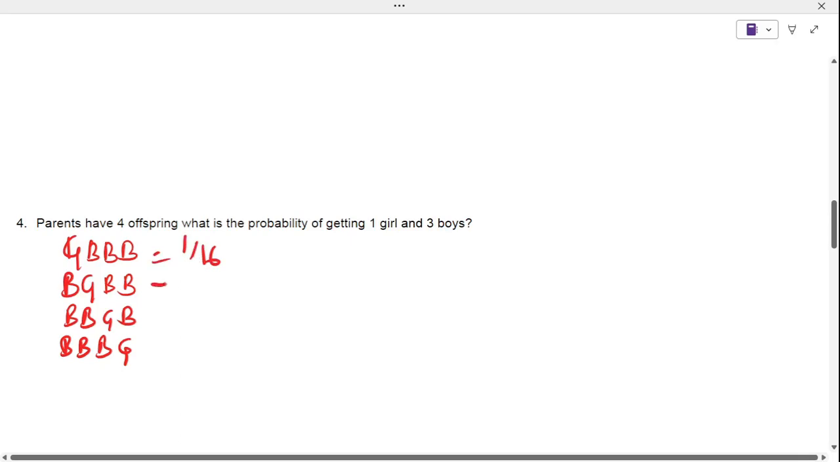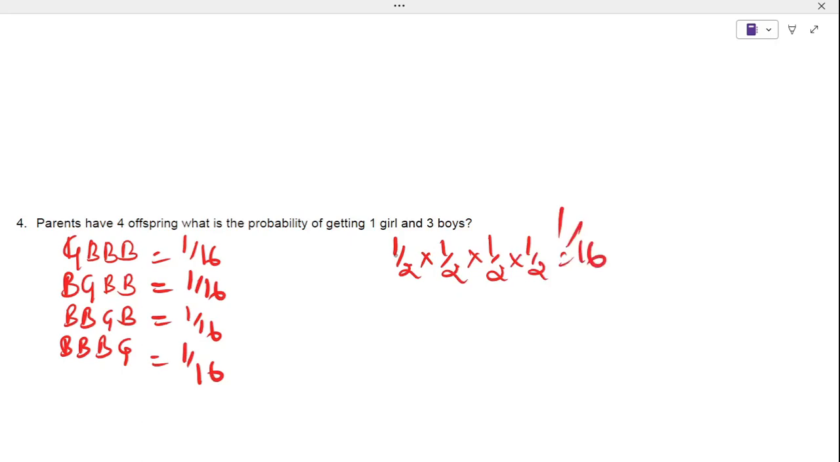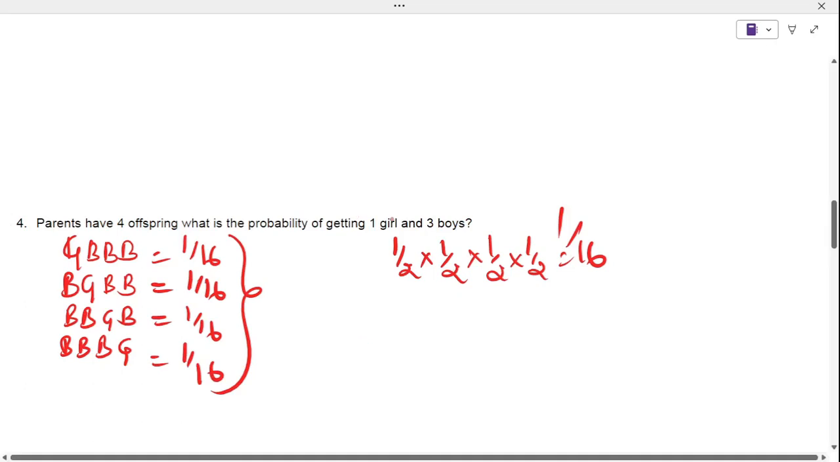This probability is 1 by 16 once again. This probability is 1 by 16 and this probability also 1 by 16. Why? Because girl probability is 1 by 2 into 1 by 2 into 1 by 2 into 1 by 2. Total probability is 1 by 16. So here it is applicable for all those things here. Why? Because randomly it is given 1 girl and 3 boys. So then you need to go for additive rules. Why? Because a single incident happens in multiple ways here.